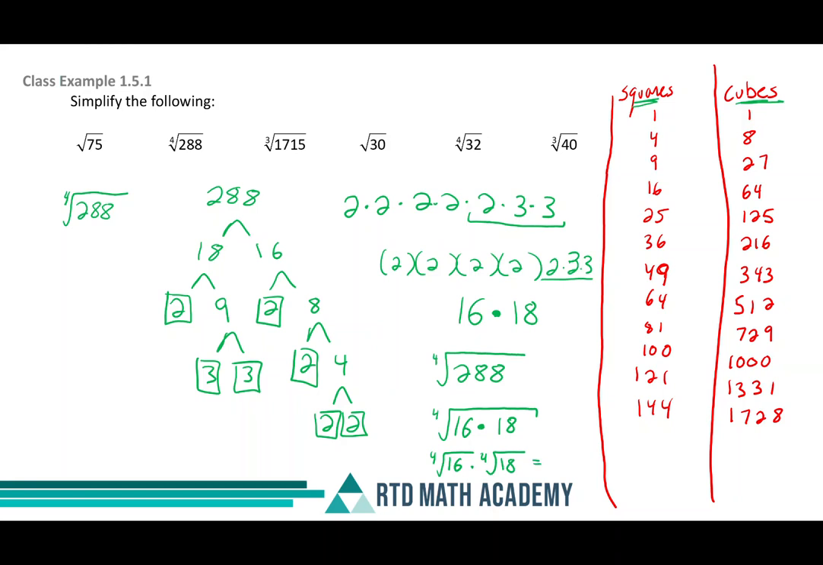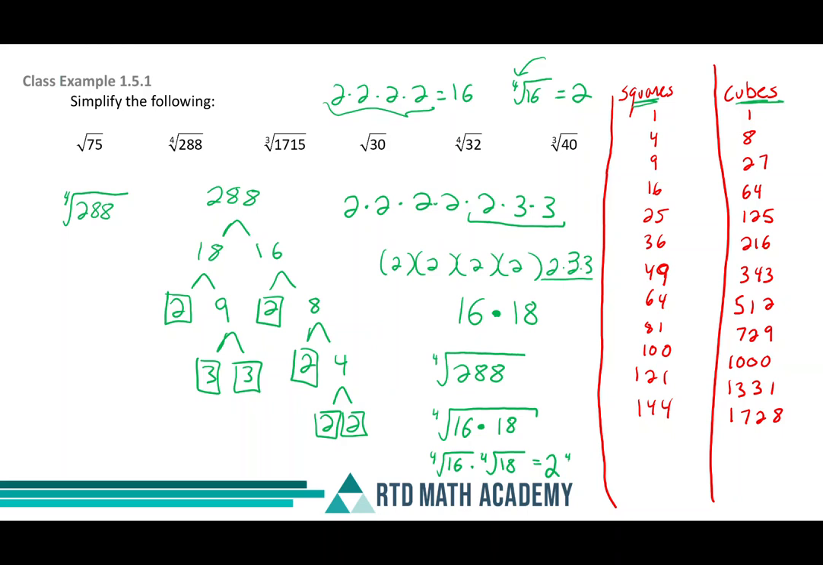And in this particular case, we know that 2 times 2 times 2 times 2 equals 16, therefore the fourth root of 16 must equal 2, right? We've got 4 of them there. So if I'm taking what number multiplied by itself 4 times equals 16, that's a 2. So I can actually say the fourth root of 16 is 2.